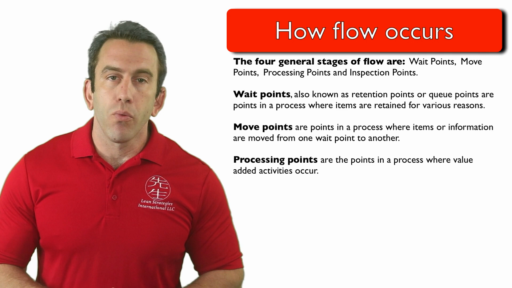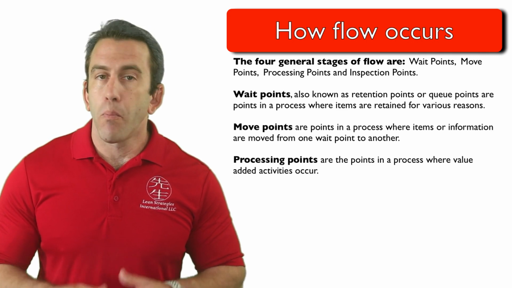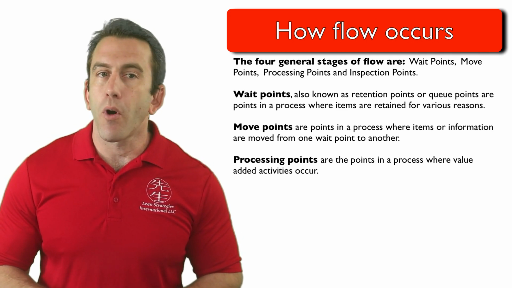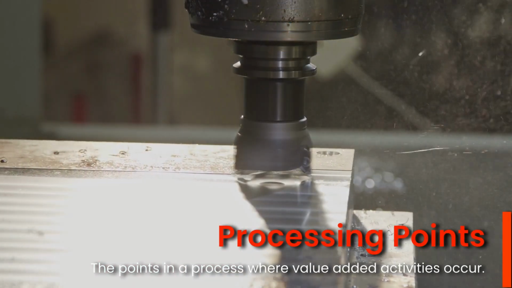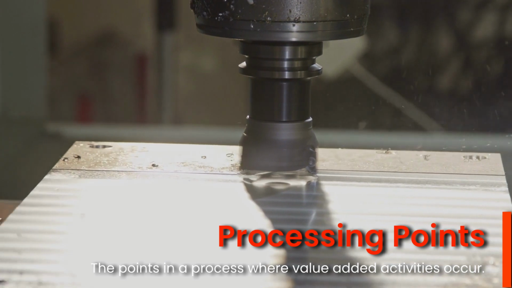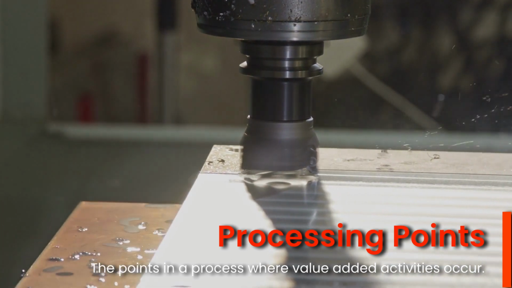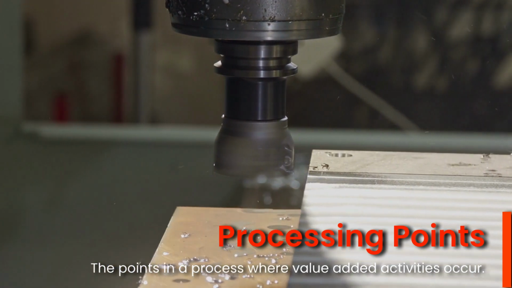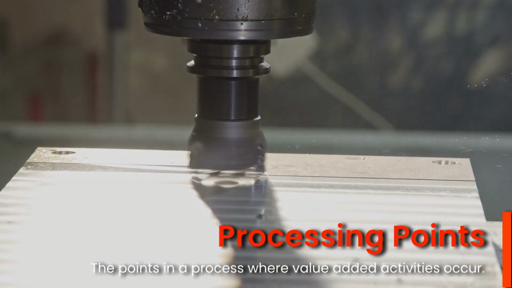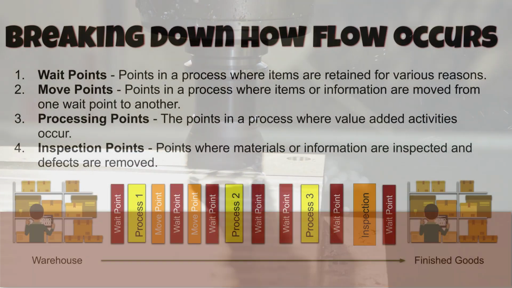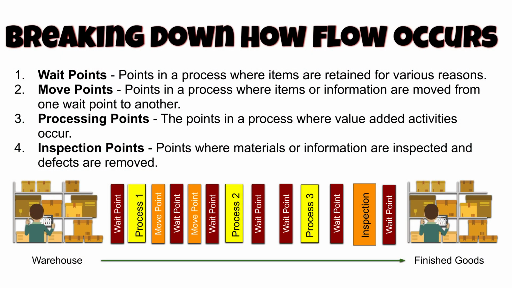After move points, we have processing points. Processing points are the points in a process where value-added activities occur. In other words, these are activities that transform a product or service from one condition to another, are done right the first time through, and somebody is willing to pay for them. Processing points do not take up a lot of the total lead time in a process. In fact, they make up the least amount of time.